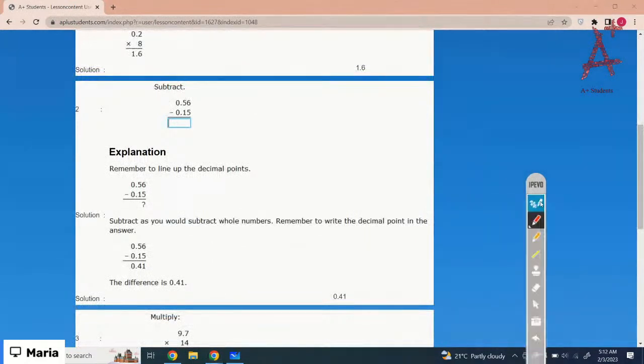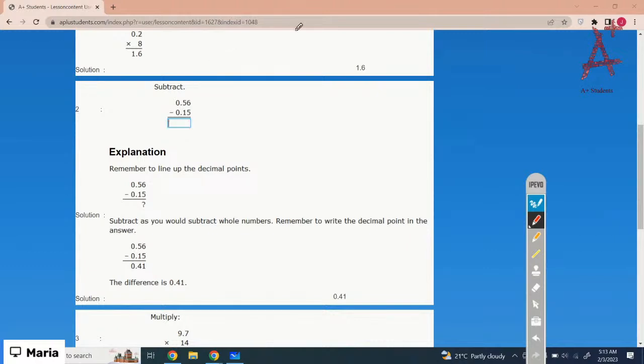Next example is 0.56 take away 0.15. So you have to subtract. Just subtract like we do simple subtraction. Start with the rightmost digit. You have to do 6 take away 5. So 6 take away 5 is 1. Then you have 5 take away 1. 5 take away 1 is 4. And here you have a decimal point. So it would be 0.41. Got it?